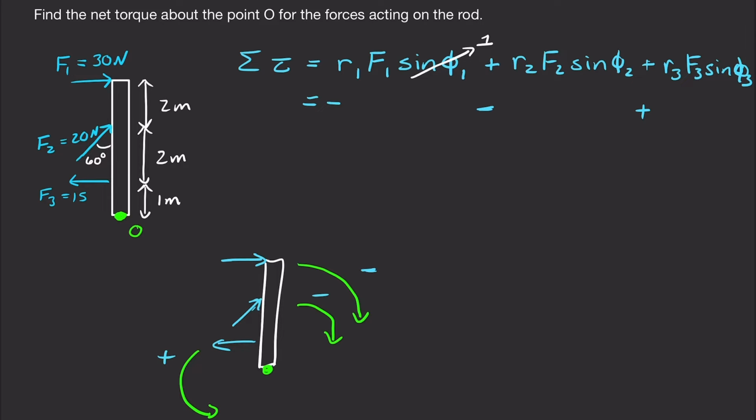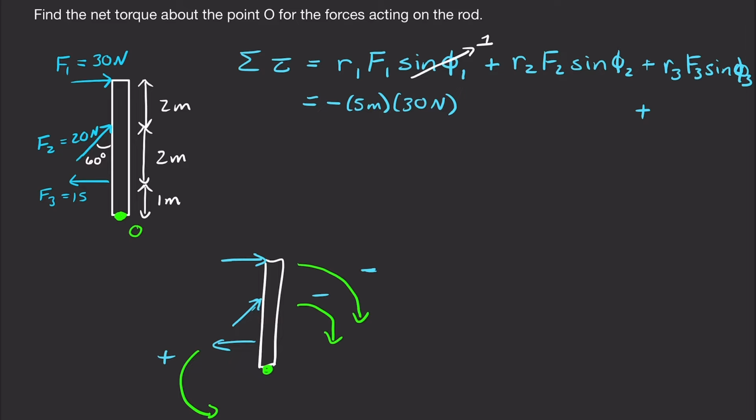Okay, so that gives us our direction. So now we just need to plug in. So R1 is going to be the full length of the rod, so 2, 2, and 1, so that's a total of 5 meters. And F1 is 30 newtons.